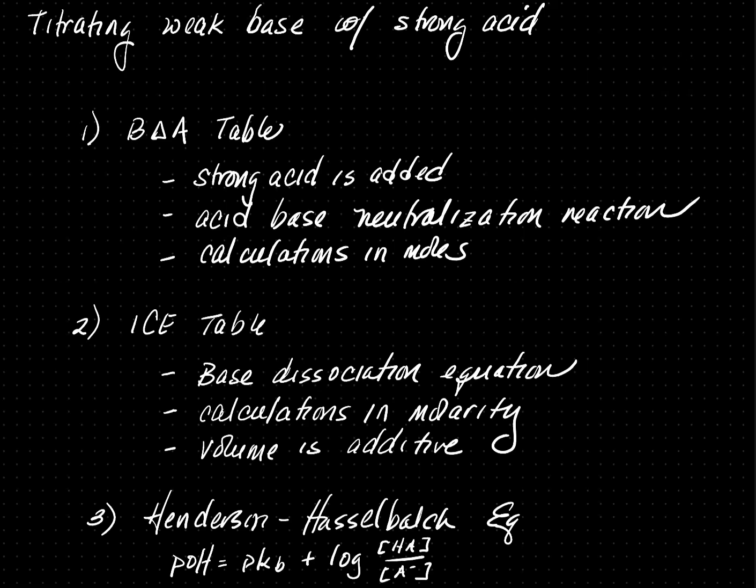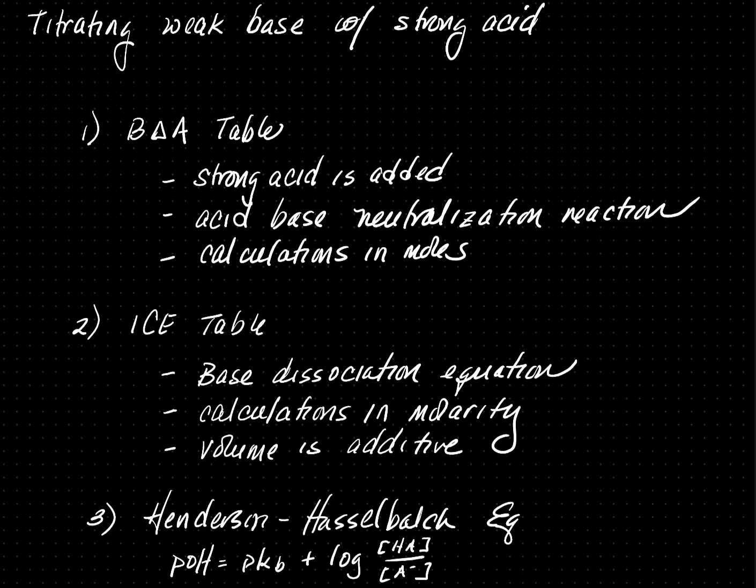For most students, titrating a weak base with a strong acid is harder than titrating a weak acid with a strong base, even though the procedures are exactly the same. First thing we do is we always do a BCA table when a strong acid is added. We must write an acid-base neutralization reaction. The calculations must be performed in moles to determine how much of the acid or base is used up.